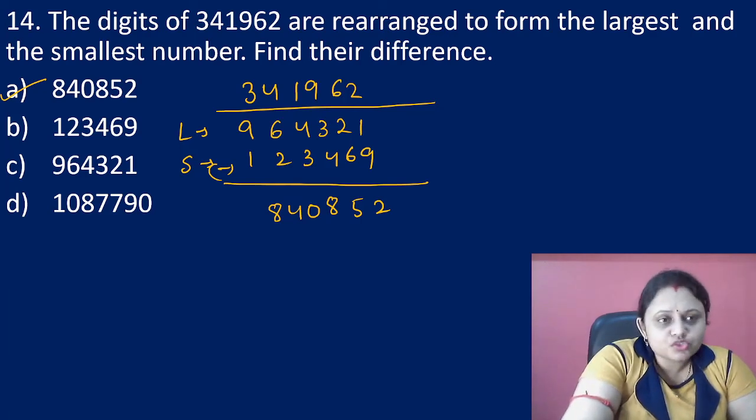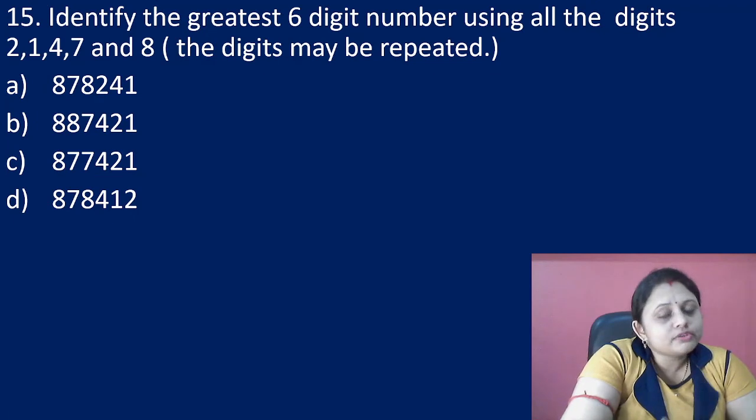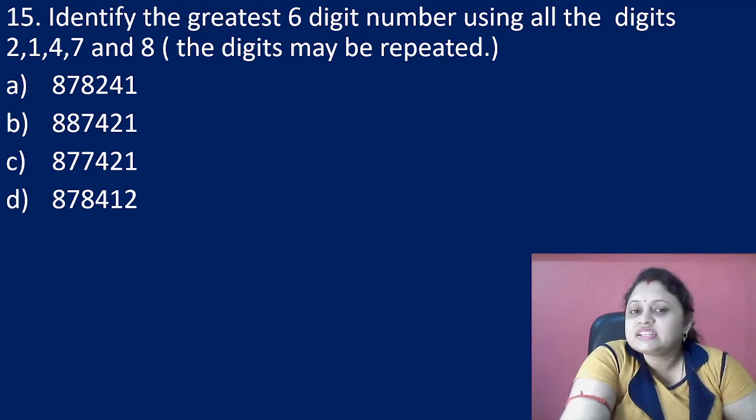Let's move to the next question. That is the last question of today's video. What is it? Identify the greatest 6-digit number using all the digits 2, 1, 4, 7 and 8. The digits may be repeated. Here repetition of digits is allowed.